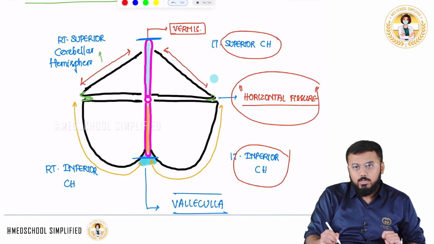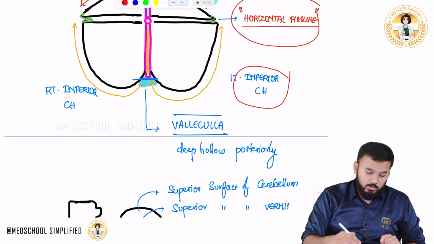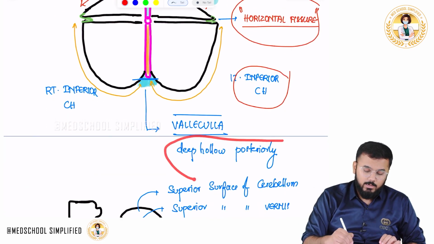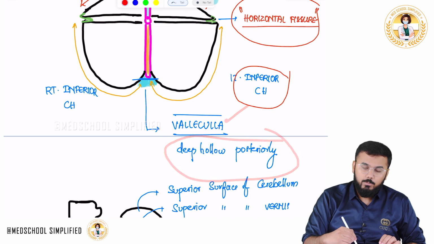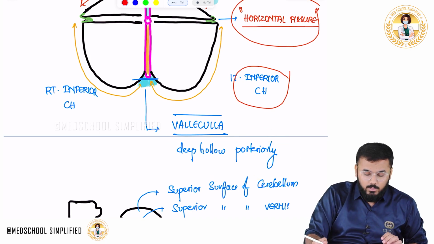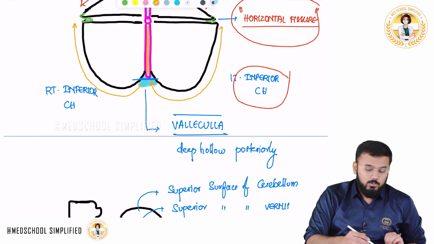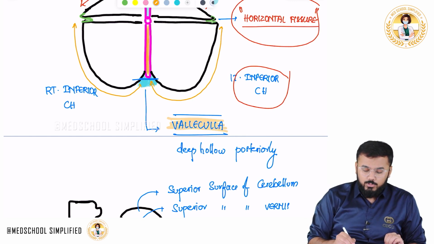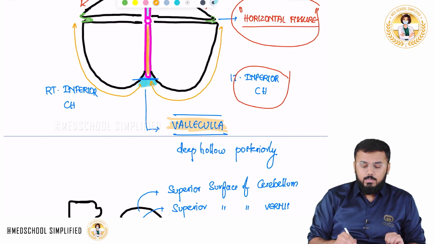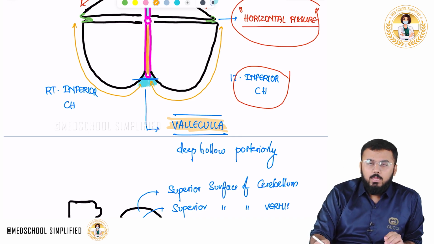And this is a posterior view. In the posterior view also you can see all these structures, and the deep hollow posterior part is called the vallecula. So this is called the vallecula. These are some of the important things which you need to know regarding the general surfaces, borders and notches of the cerebellum.